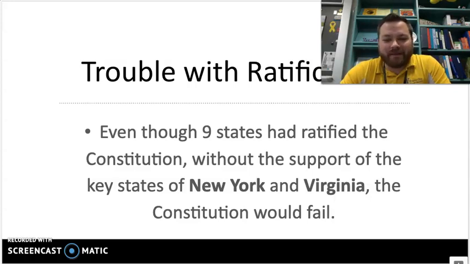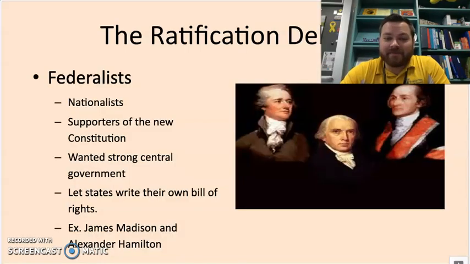So the other states, yes, it's important that you get 9 to ratify, but it's very important which 9 are the ones ratifying it. And if it's not New York and Virginia, everyone else is going to back out. So ratification then breaks into 2 camps. You have the camps represented by the Federalists, who are supporters of the Constitution. They are nationalists. They don't all see eye to eye all the time, but they all agree that the new country won't survive very long unless they get a more stable system of government in place.